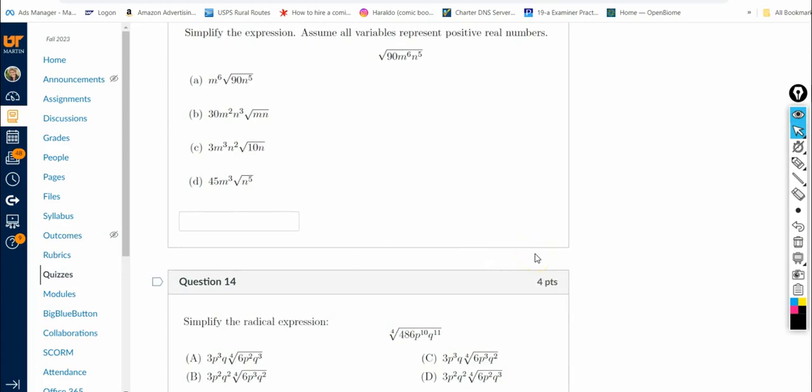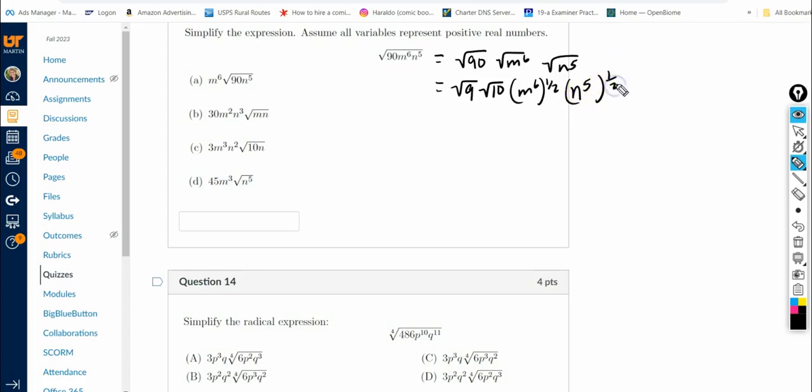Okay, let's look at this one. Now I can split this up. Now 90 is not a perfect square, but I can rewrite 90 as 9 times 10. And the square root is the same as the 1/2 power. Yes, that's the same to the 1/2 power, but I'm going to have to do some more with that.